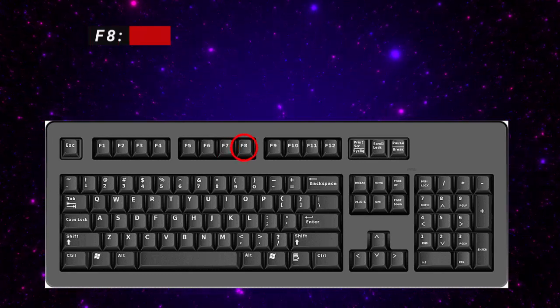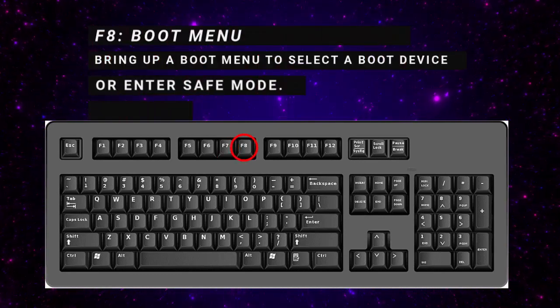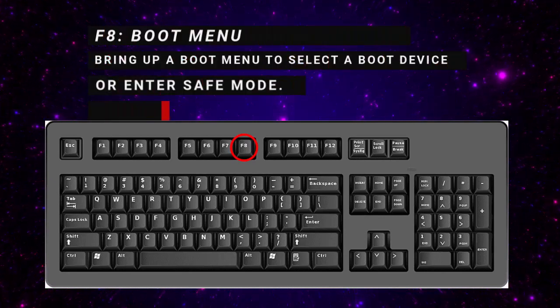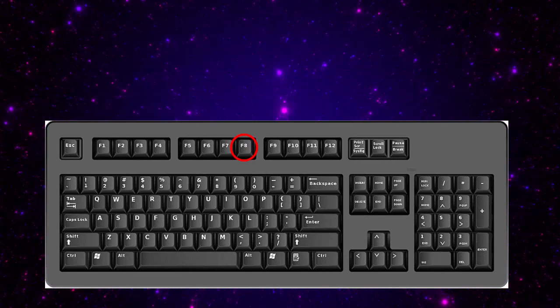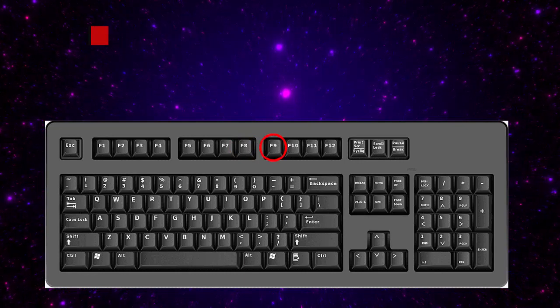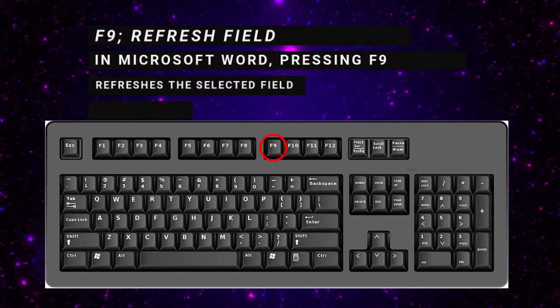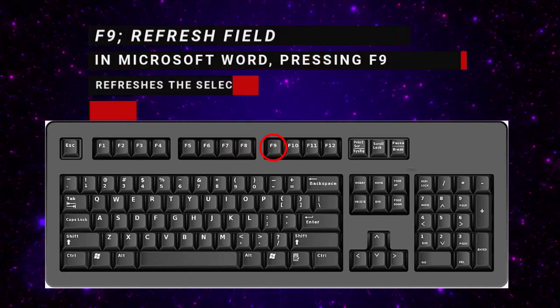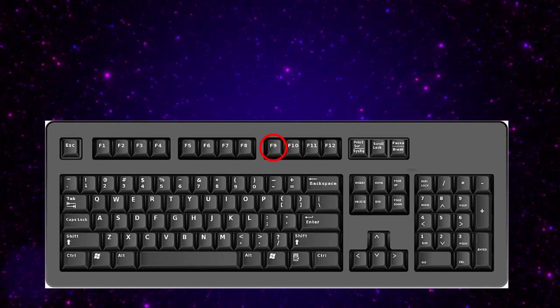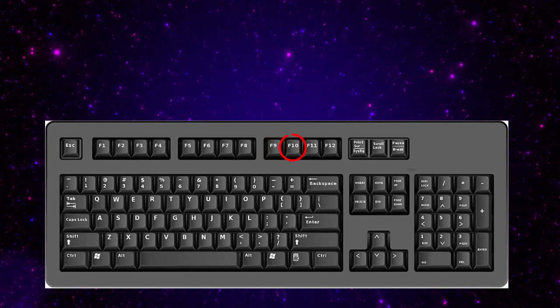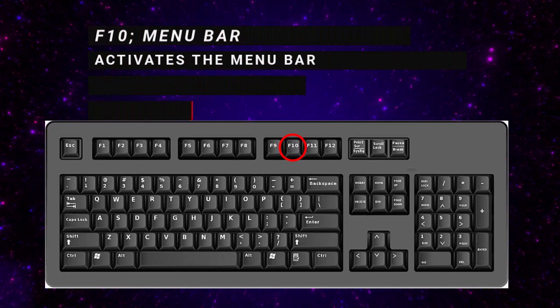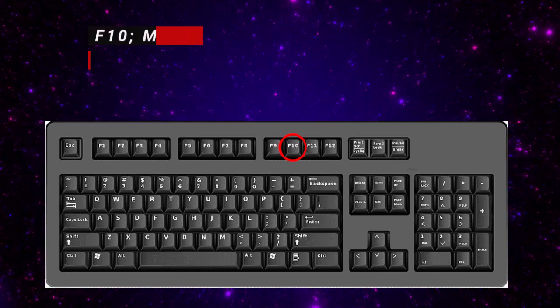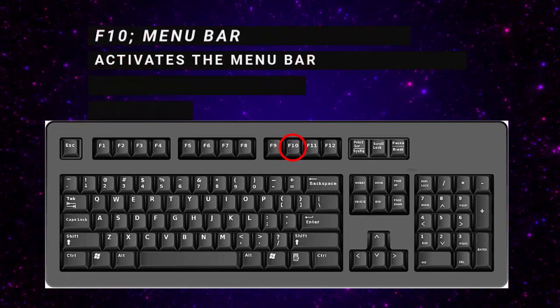F8, Boot Menu. During system startup, pressing F8 may bring up a boot menu to select a boot device or enter safe mode. F9, Refresh Field, Microsoft Word. In Microsoft Word, pressing F9 refreshes the selected field, e.g., updating the date or a formula. F10, Activate Menu Bar. In many programs, pressing F10 activates the menu bar.